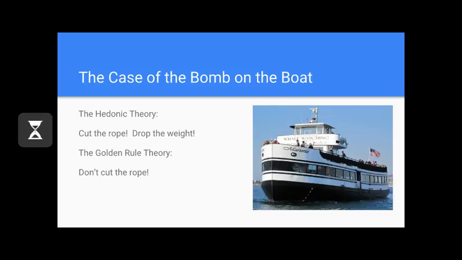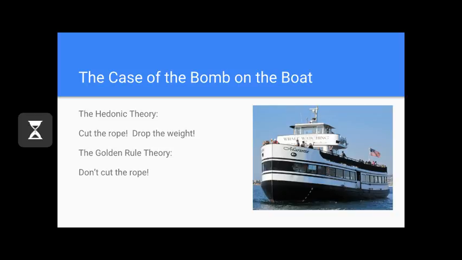Now, it seems pretty clear that according to the hedonic theory, the morally right thing to do is to cut the rope. Drop the weight on the guy, crush him, and save everybody else. That's the action that would make more people happy. Sure, it might make the guy with the bomb pretty unhappy. He'd be crushed to death, but the rest of us would be pretty happy.